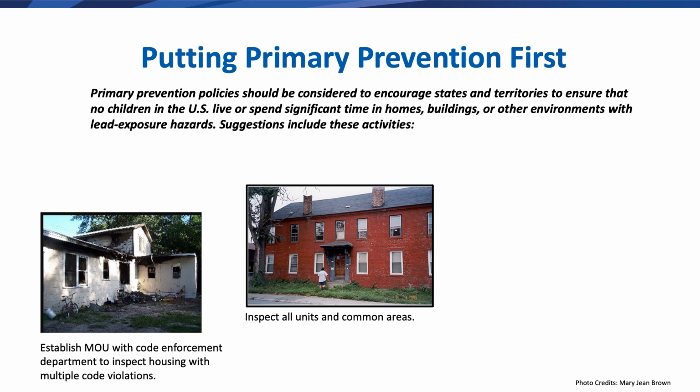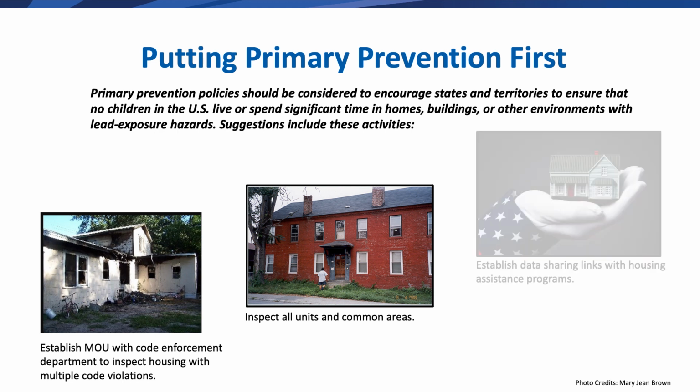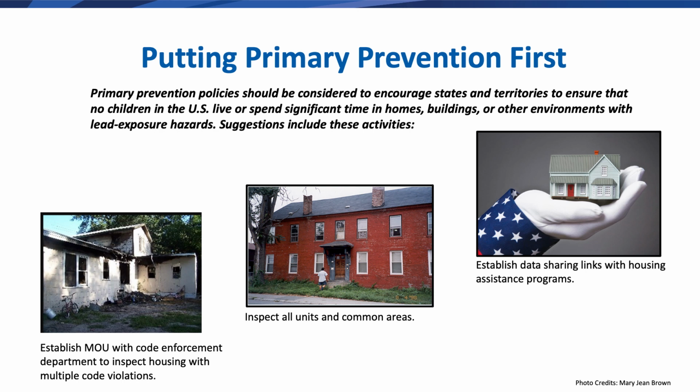Bringing all the units and all the common areas into compliance is important, because if there's one case of high blood lead level in the building, there will likely be future cases of high blood lead levels. Data sharing with housing assistance programs is a good practice. The housing voucher programs, which used to be called Section 8, have strict rules for follow-up when a child has a high blood lead level in a property receiving a housing subsidy.